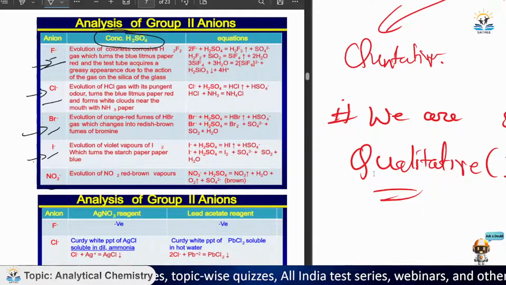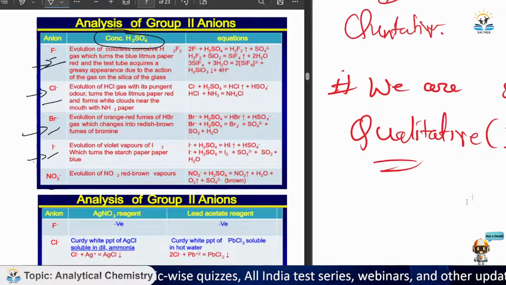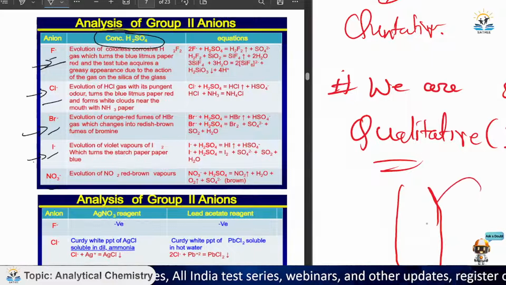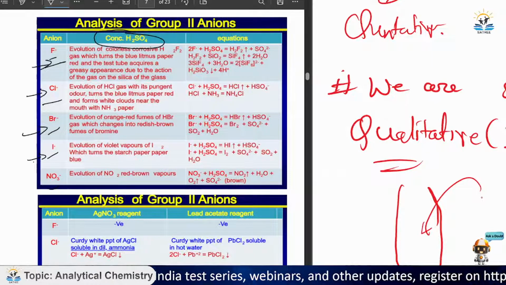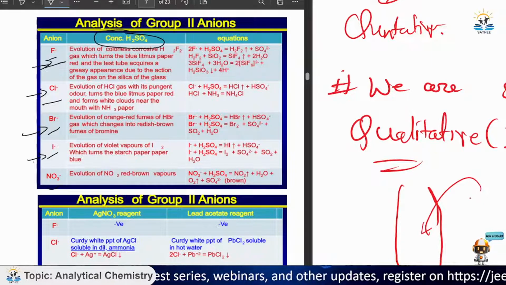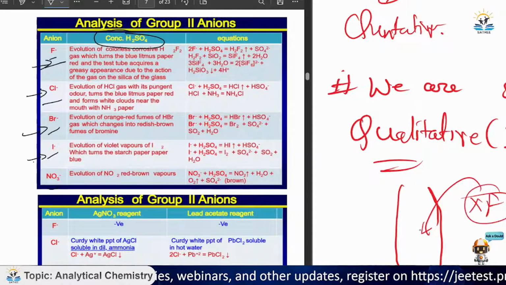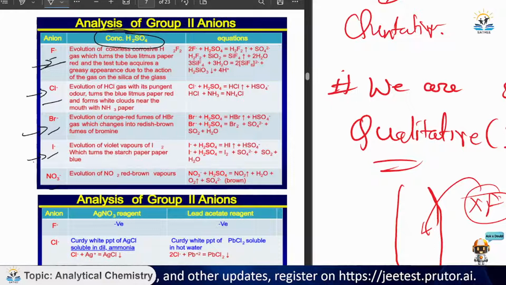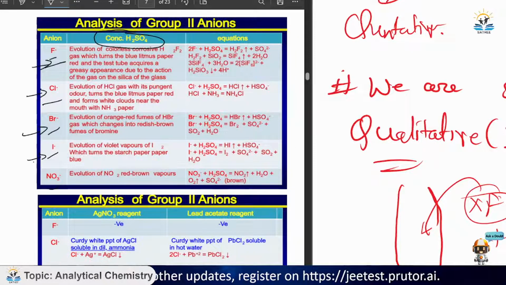So you may have understood what I am trying to say. Like if we have a test tube, and here we have some compound, let's take an example, any XF compound. So here it is the fluoride ion. Now we react it with concentrated H2SO4.